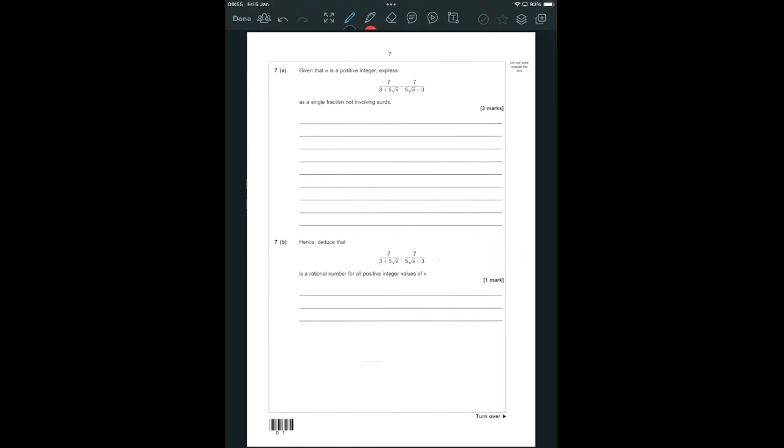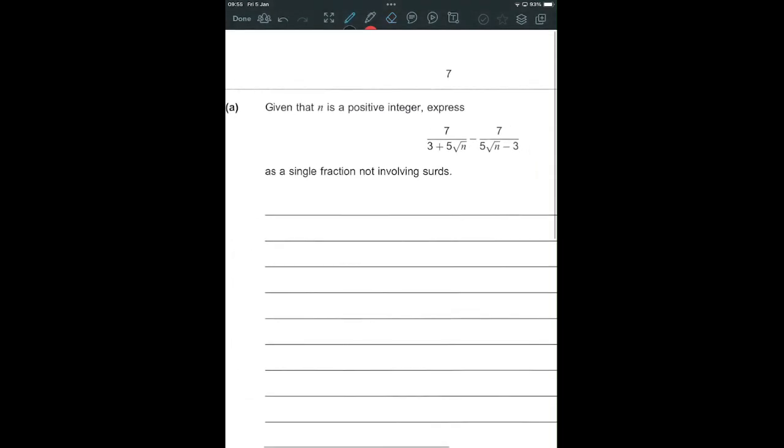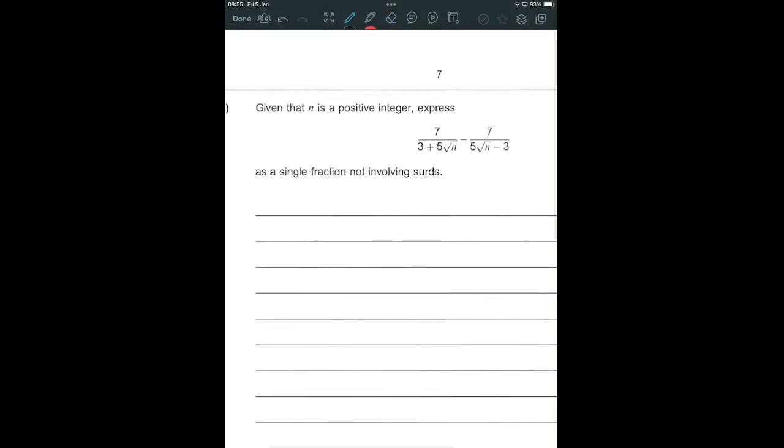Question 7. Given n is a positive integer, express that as a single fraction, not involving surds. Okay. Well, this doesn't look as bad as it originally might. And that's because these two denominators are complex conjugates of one another. So when we do our common denominator, we are actively rationalizing both of them at the same time.